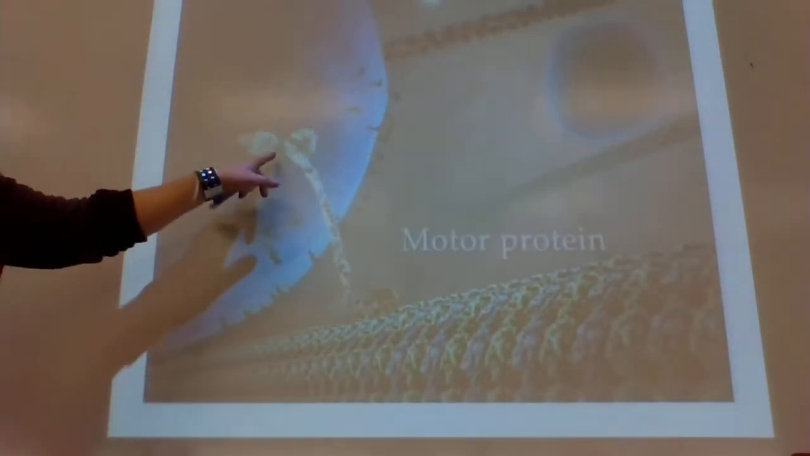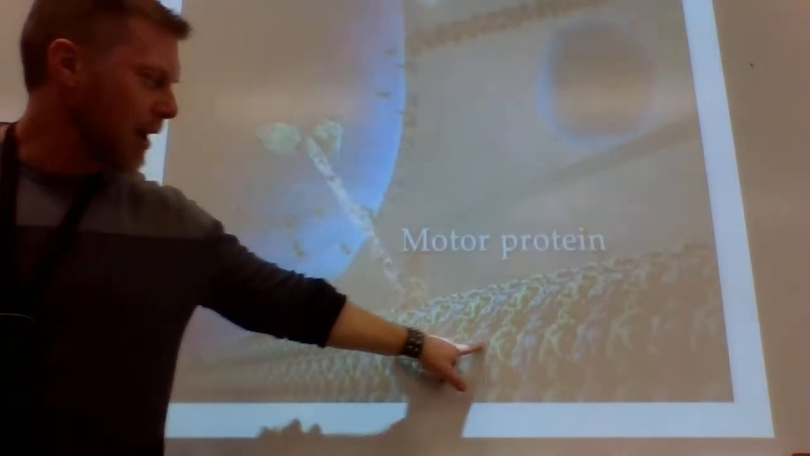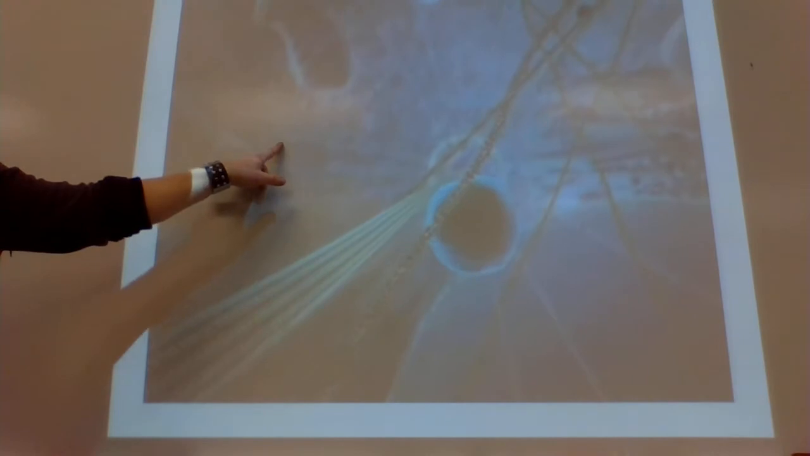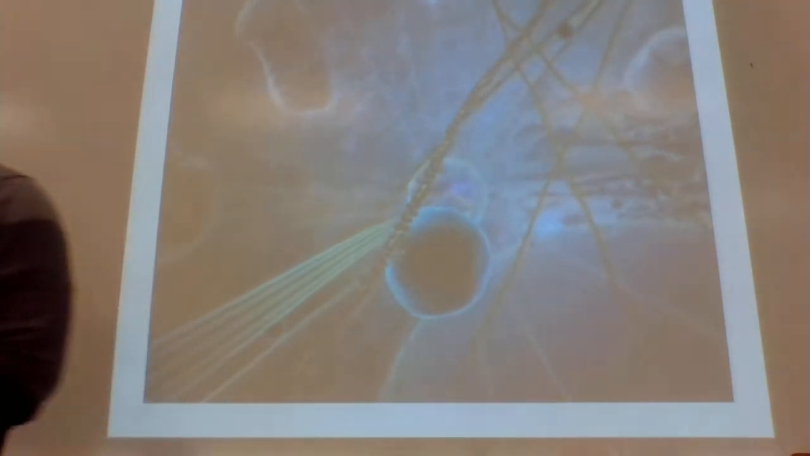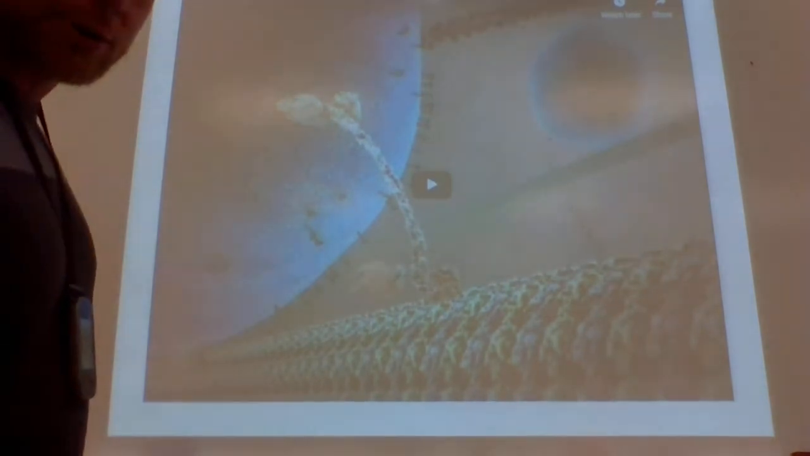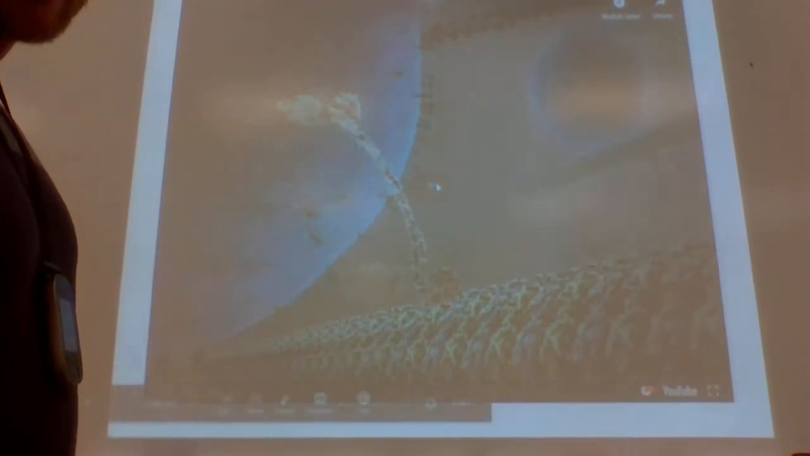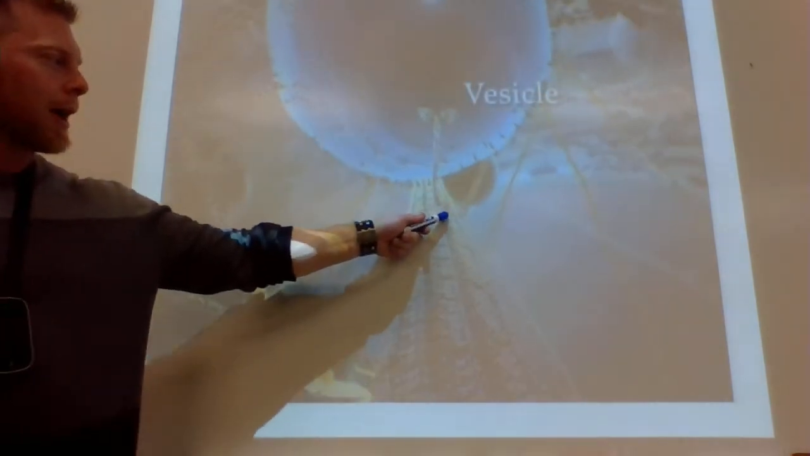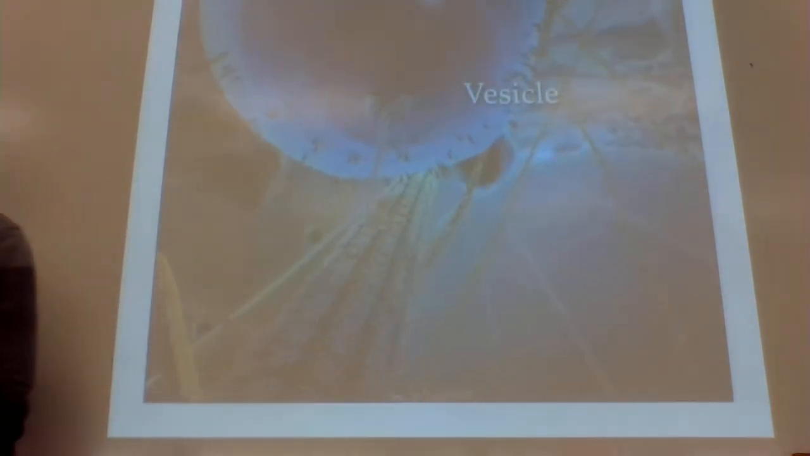Look at it. So this is a microtubule. This is the motor protein. This is the vesicle. All right? And this is literally what's happening inside of your cells. It's going a lot faster than that, but that's what's taking place. I'll show it to you one more time. Look how cute it is. He's walking along the microtubule.